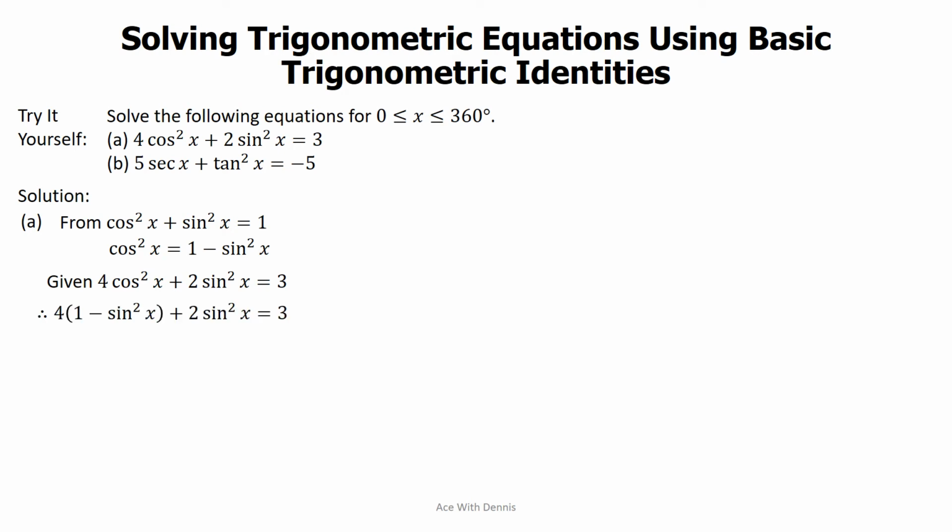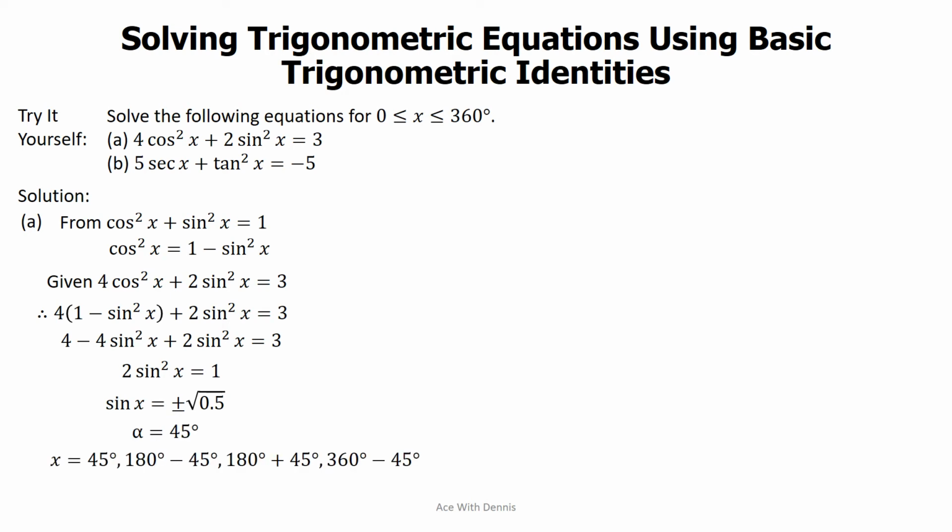So, cosine square x becomes 1 minus sine square x. Then we expand the bracket. It will become 4 minus 4 sine square x plus 2 sine square x equals 3. And we get 2 sine square x equals 1. Sine x will be equals plus minus square root of 0.5. Basic angle is 45 degrees.